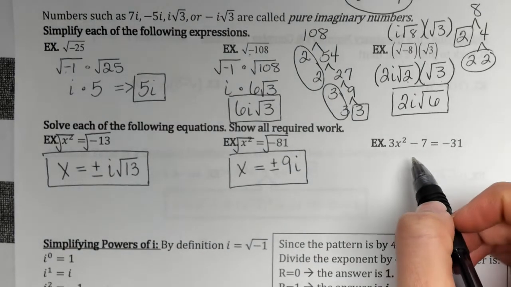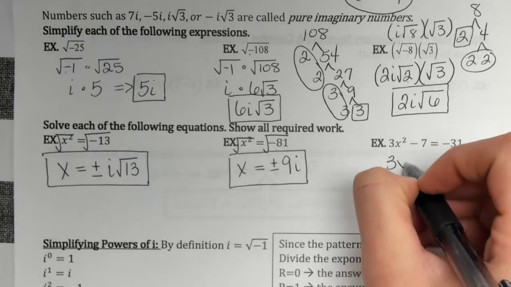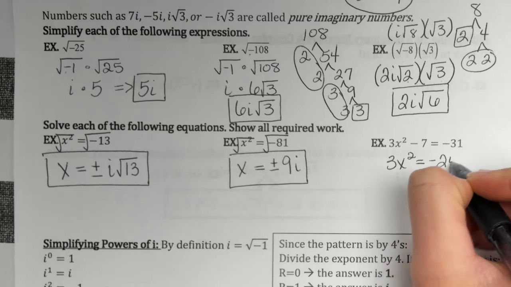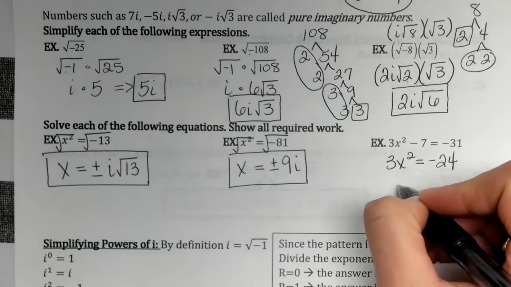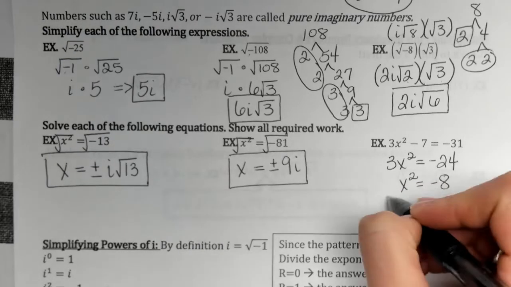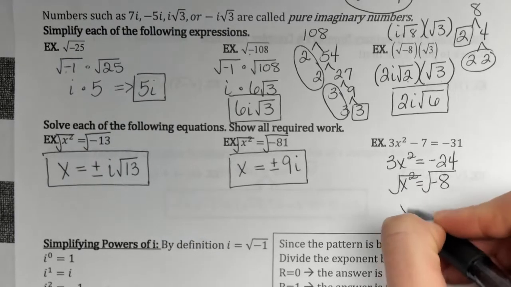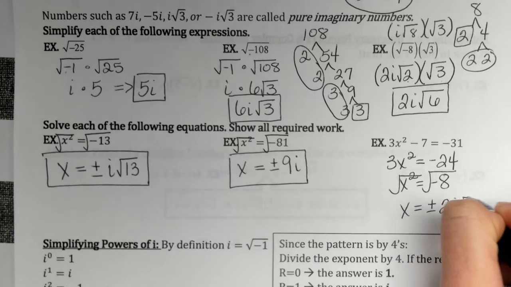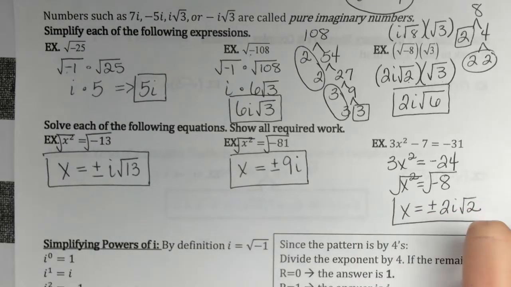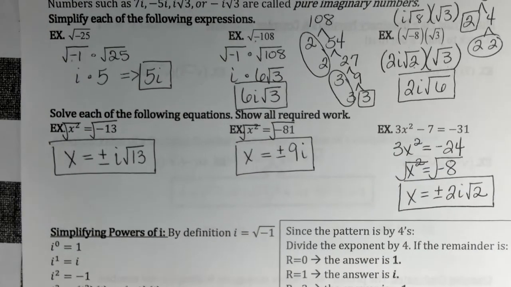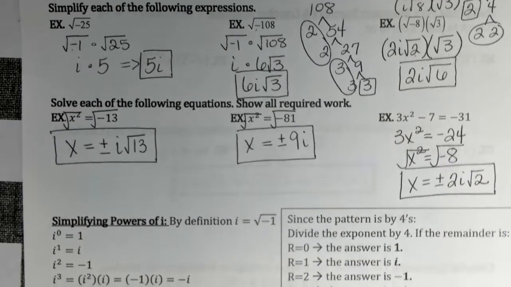Okay, so you should have added 7. 3x squared is equal to, divide by 3, and x squared is equal to. So when you take the square root, x is equal to. Very good. Okay, we have any questions there? All right.